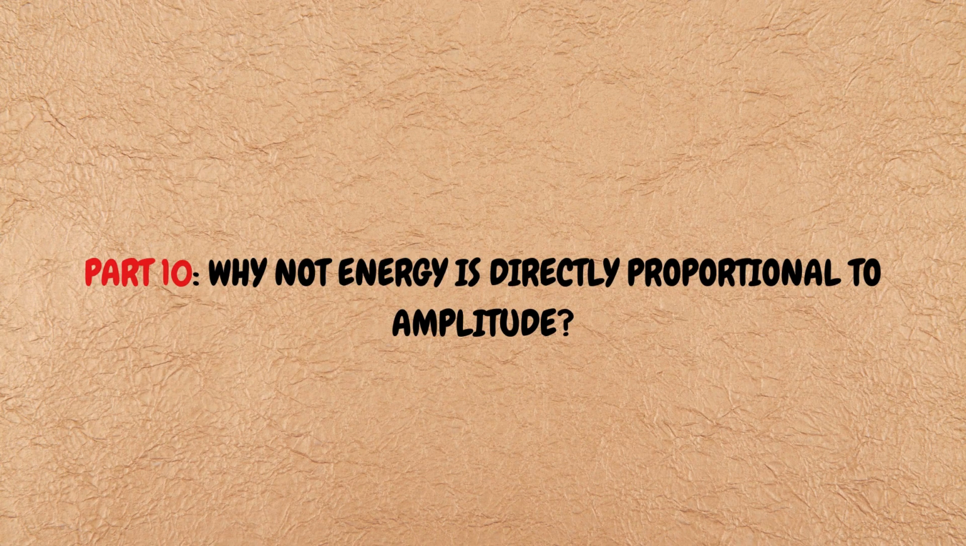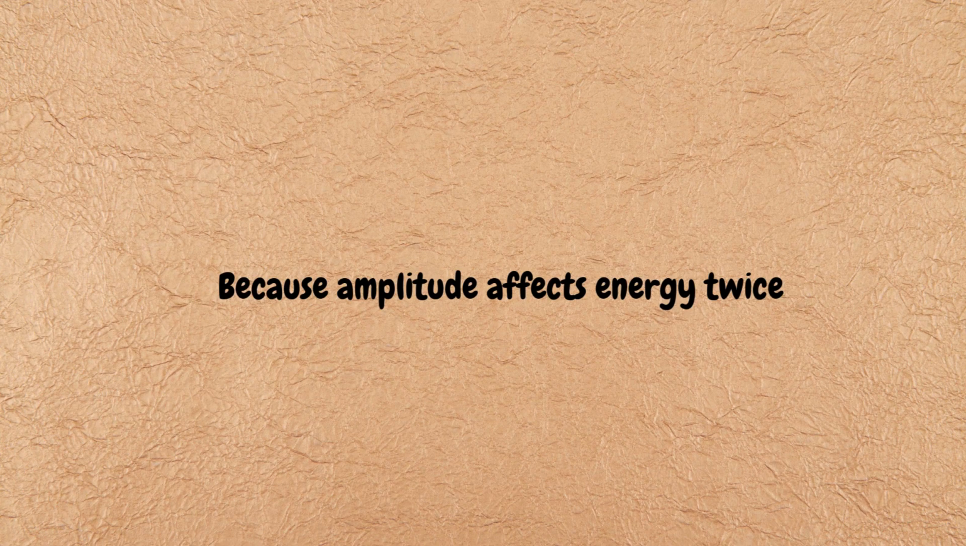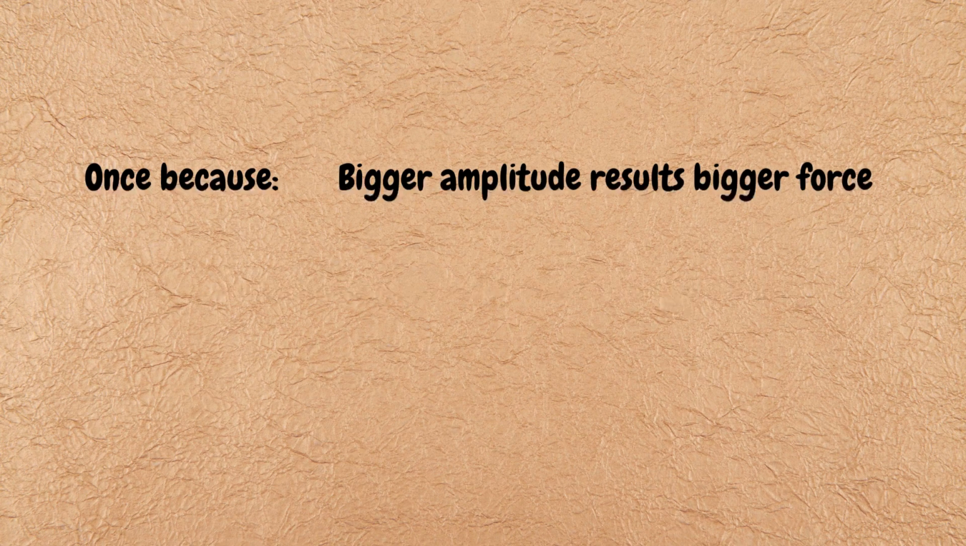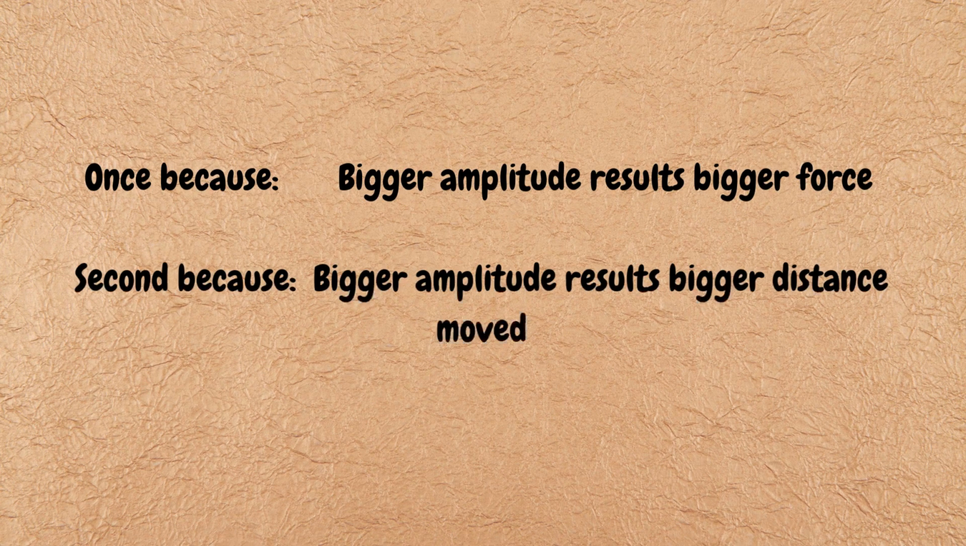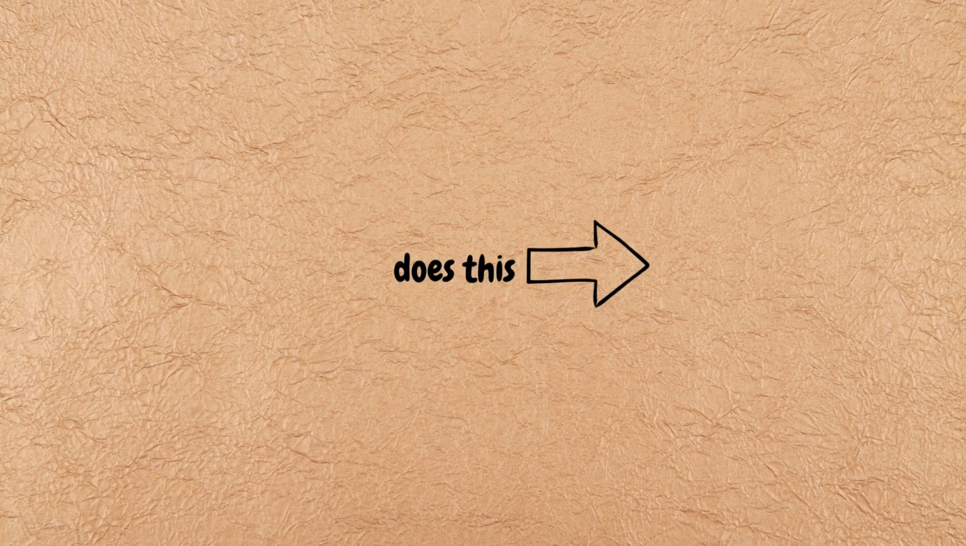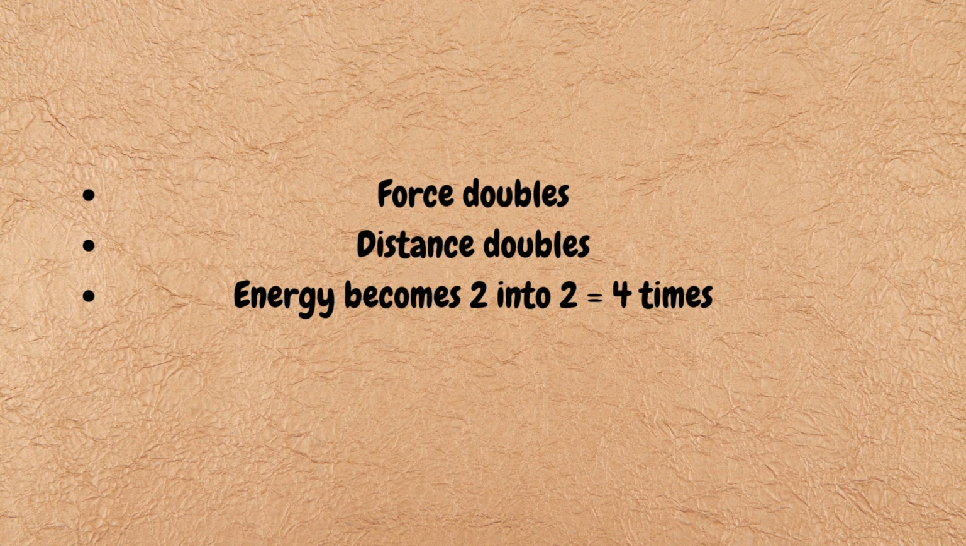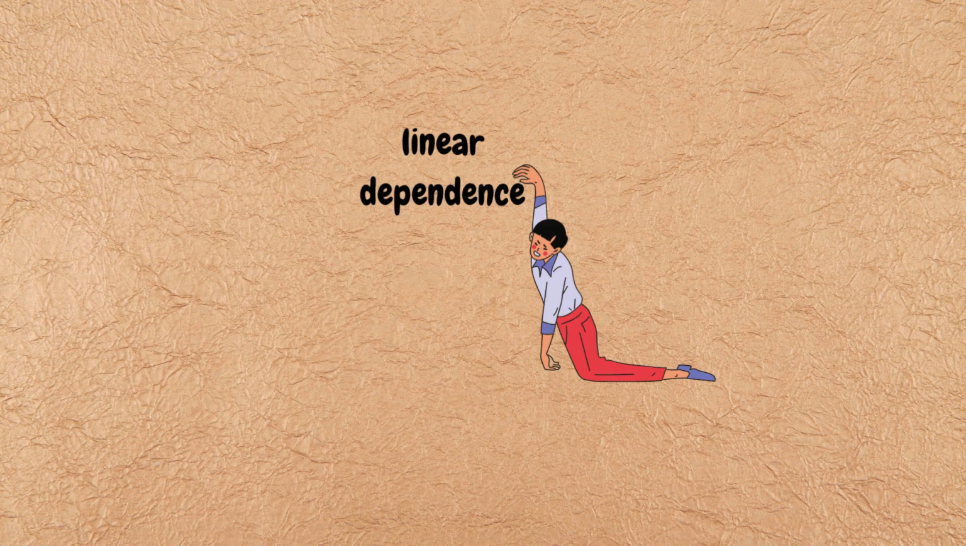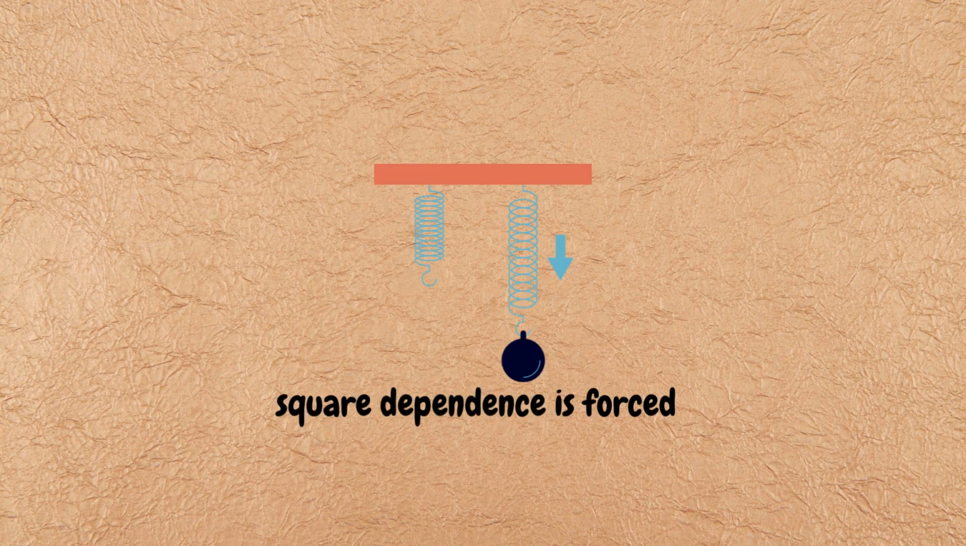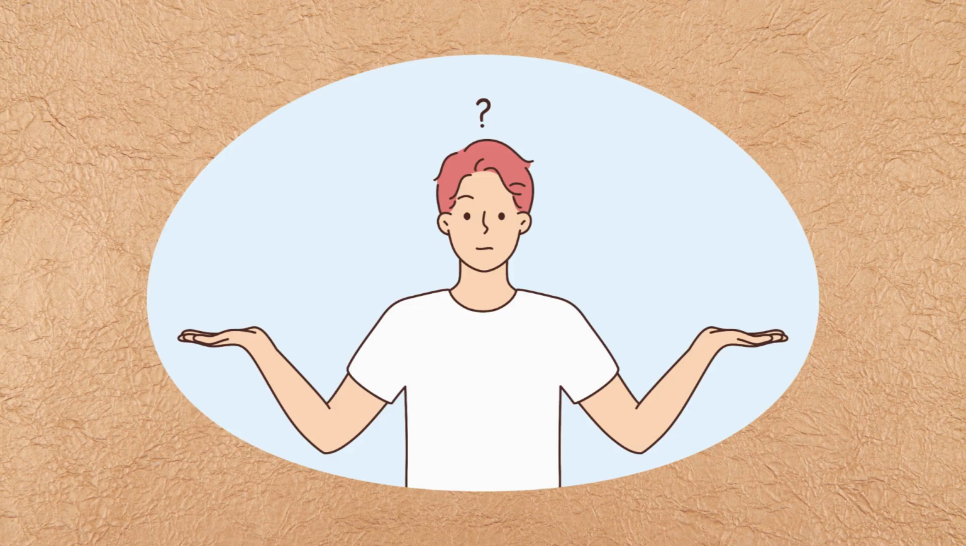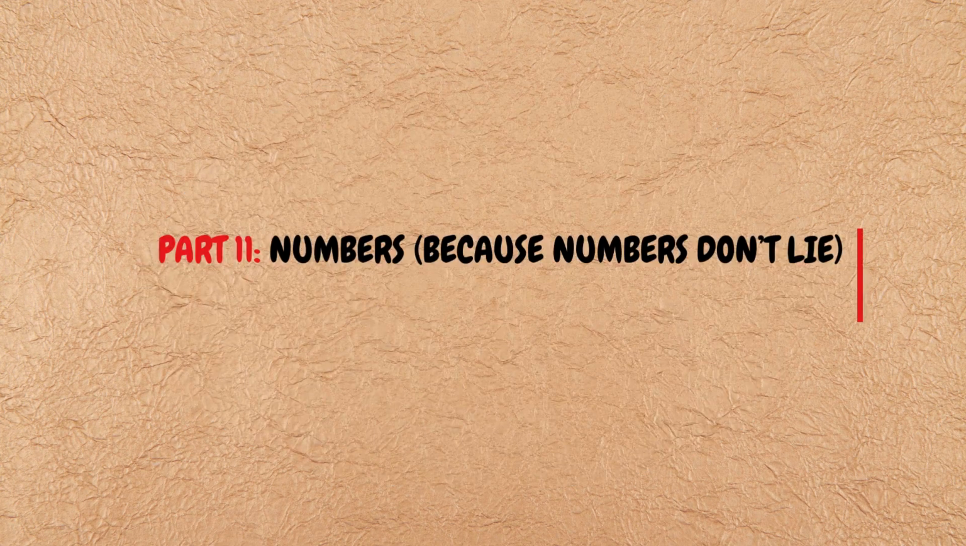Part 10. Why is energy not directly proportional to amplitude? Because amplitude affects energy twice. Once, because bigger amplitude results in bigger force. Second, because bigger amplitude results in bigger distance moved. So doubling amplitude does this. Force doubles, distance doubles. Energy becomes 2 into 2 equals 4 times. Linear dependence fails. Square dependence is forced. Physics had no choice.